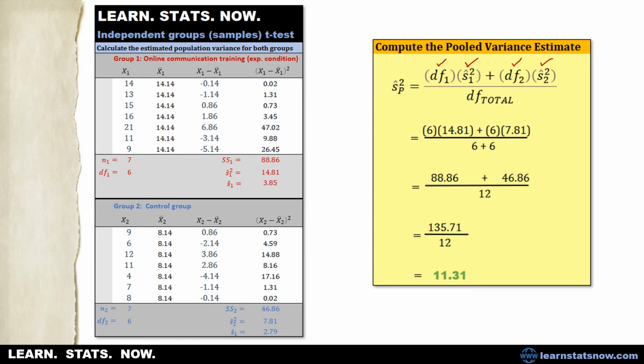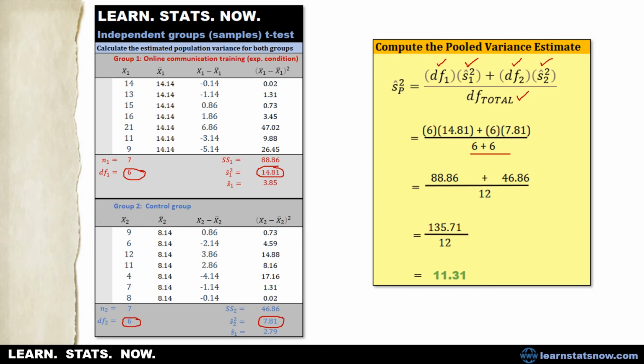That's our numerator. Okay, so where is degrees of freedom for the first group? It's right there. Where is the estimated population variance? It's right there. Okay, and we do the same thing for the second group. So those are already given to us from the work we've done. Okay, and then we just divide by degrees of freedom total. You might say, well, where do we get degrees of freedom total? I see degrees of freedom sub 1, degrees of freedom sub 2. Well, really, degrees of freedom total is just the addition of those two. So that's going to be 6 plus 6 is 12.